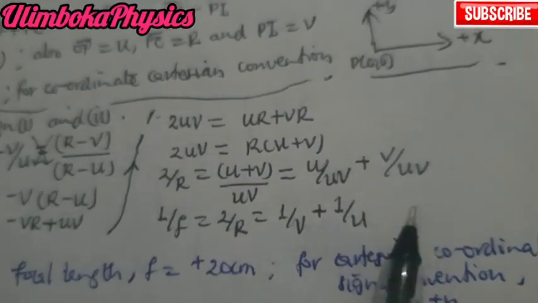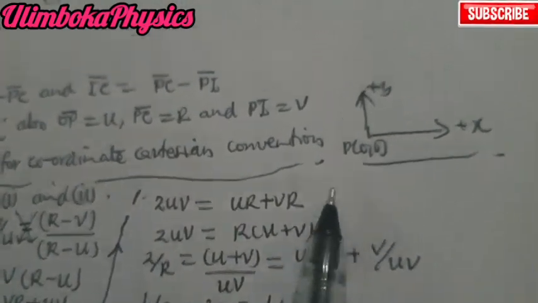This is how we arrived at our general mirror formula by using the Cartesian coordinate sign convention for a convex mirror.